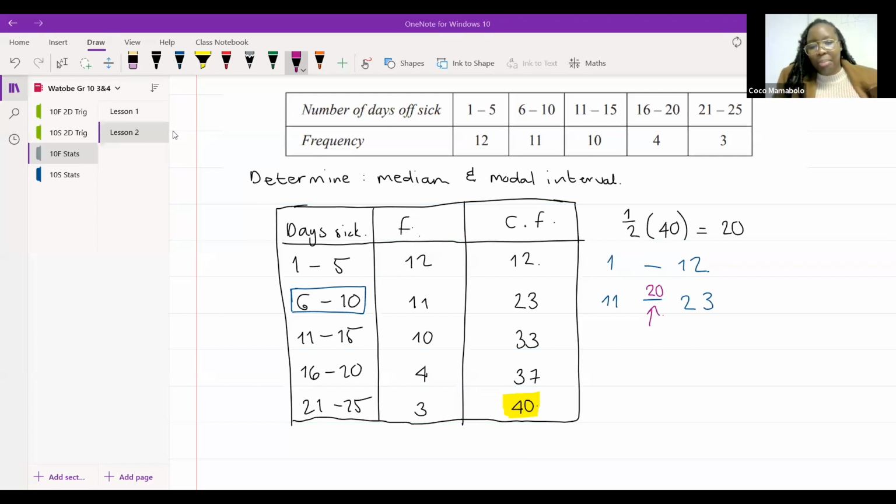Okay, so I see some people are a little bit lost. We said that all together, the school recorded 40 people who had sick days. Do we agree? Yes. Now we want to know the median, the middle number of days. How many days were people sick right in the middle?